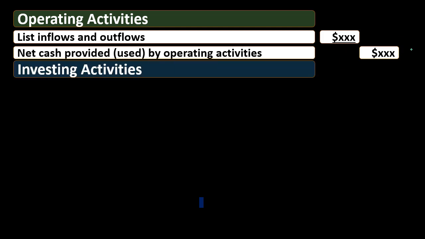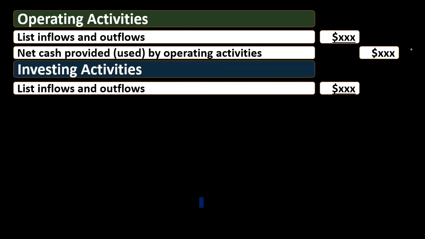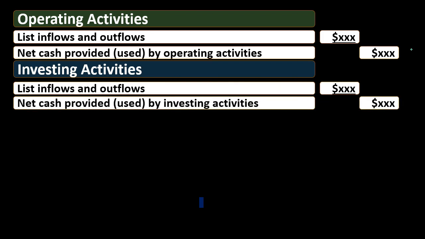Then we're going to have investing activities, and we're going to list inflows and outflows, and then we'll have net cash provided or used by investing activities. Same format that we're going to have here. There should be far fewer investing activities, however. Obviously, that'll deal with investing if we were to invest as a company in stocks and bonds, but it also deals with investment in long-term assets, such as property, plant, and equipment that will go into the investing activities.